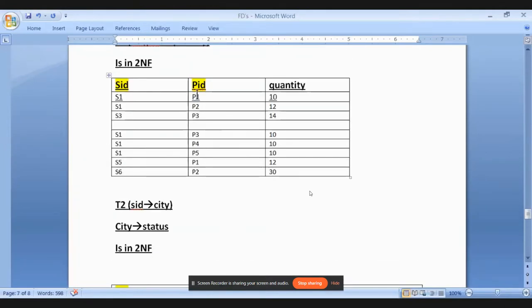But in the other table, if I don't repeat it, suppose I'm not repeating P1 and here also I'm not repeating P1, I've kept it null. So what is the problem? S5, the product supplied by S5, the information is lost, isn't it? I have to repeat it.